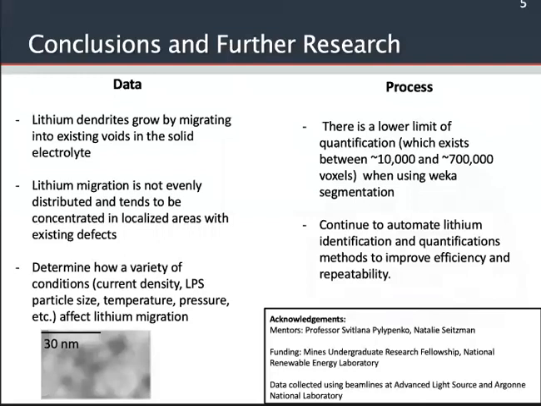And in future research, we'd like to determine how conditions such as the current density, how we make the LPS, temperature, etc., will affect our lithium migration. We also learned that there's a lower limit of quantification. We tried to do a second ROI shown here, and because of the size of this, our Weka segmentation was not able to appropriately identify the difference between lithium and LPS, and we couldn't get good data. We'd also like to continue to automate our process of identification and quantification so we can improve efficiency and repeatability.